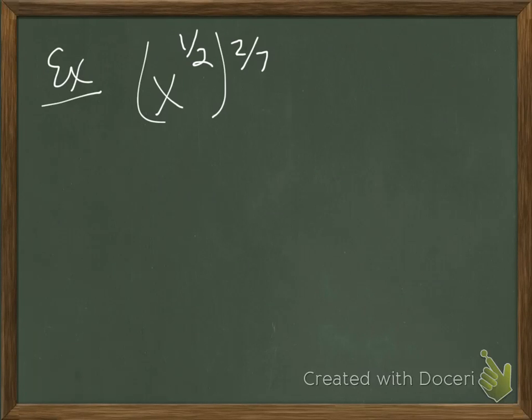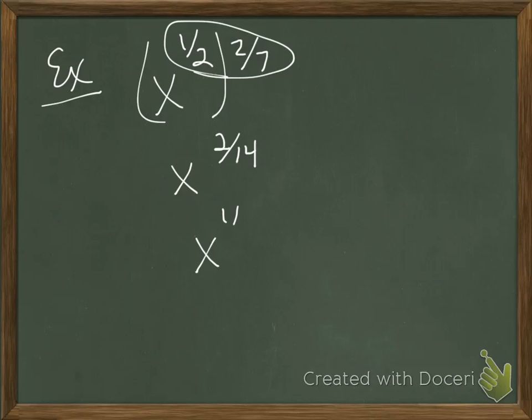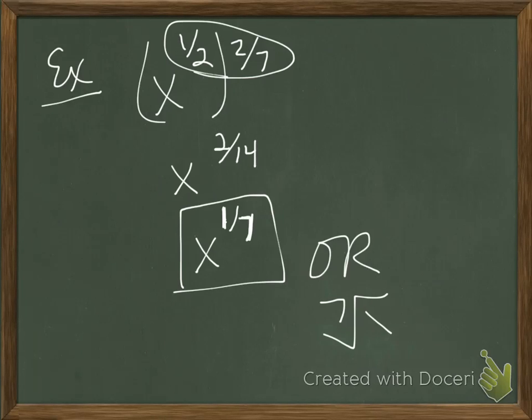For this example, again, I have x to the 1/2 power to the 2/7 power, and I'm going to multiply my powers. So 1/2 times 2/7 is 2 over 14. And 2 over 14 reduces to 1 over 7. So x to the 1/7 power, or the 7th root of x, whichever you prefer.